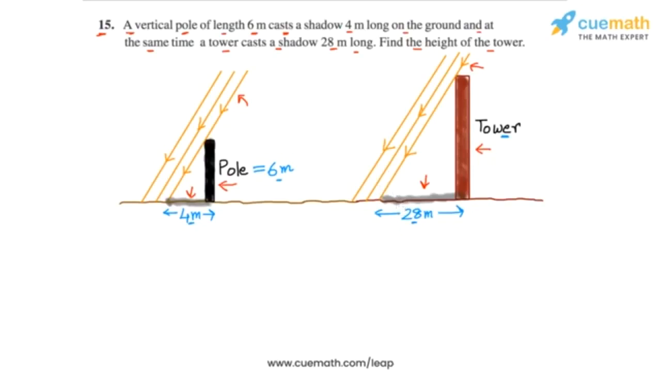And this means that the sun rays will form the same angle with the ground. So if you take this angle here, formed between sun rays and the ground, the slant of the sun rays, and if you take this angle here, these two angles will be the same if you are measuring the shadow at the same time. Now this leads to an interesting conclusion, and let me show you what that is.